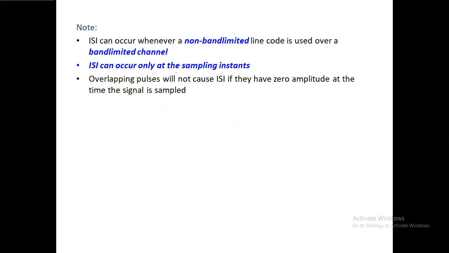Here ISI can occur only at the sampling instance. So we need to overcome the intersymbol interference at the sampling instance, because before making a decision, we need to sample the received symbol, and on the basis of this sample, we will decide whether it is symbol 1 or symbol 2 in a binary communication system. Overlapping pulses will not cause intersymbol interference if they have 0 amplitude at the time the signal is sampled. So if the adjacent symbol has 0 amplitude at the sampling instant, then there is no intersymbol interference.